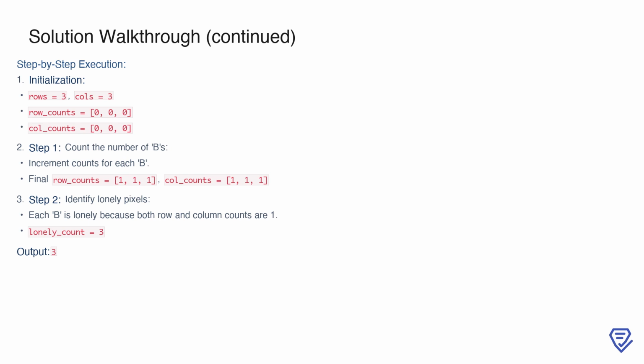Next, we check for lonely pixels. Since each B has row and column counts of exactly 1, all 3 black pixels are lonely. We increment the lonely_count for each, resulting in a final count of 3. Thus, the output for this example is 3, indicating there are 3 lonely pixels. This demonstrates how the algorithm efficiently handles grids with varying configurations of B's.